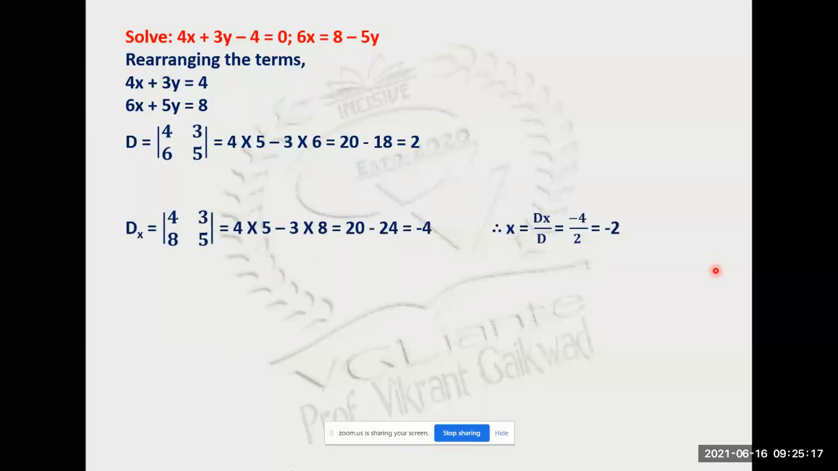Now for value of x, check. We start with the constants 4, 8, then the coefficients of y, 3, 5. Multiply diagonally: 4 into 5, 4 fives are 20, minus 3 into 8, which is 24. That is equal to minus 4. So x equals dx upon d, that is minus 4 upon 2, which equals minus 2.